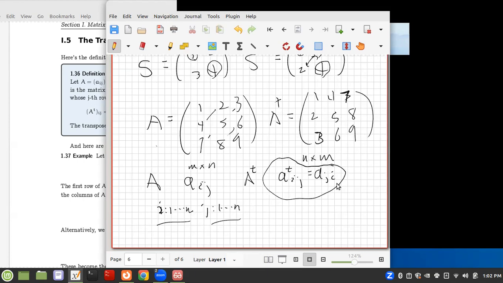If I had a big matrix, I could use this to find an individual transpose element. In other words, if I wanted to find what A transpose 1, 3 was, that's going to be A 3, 1.